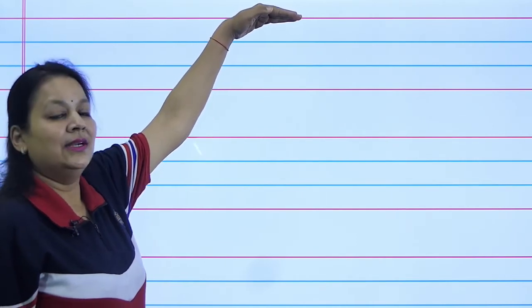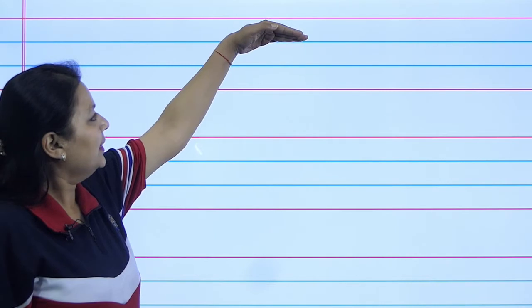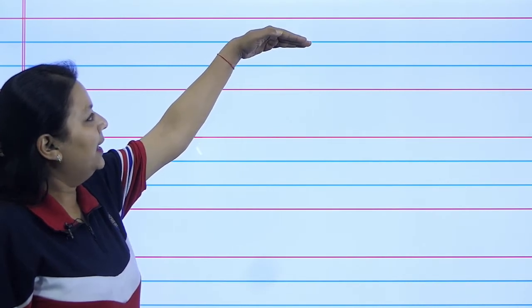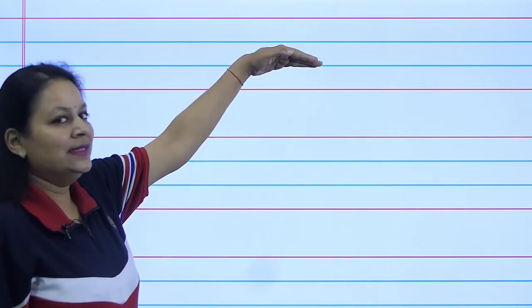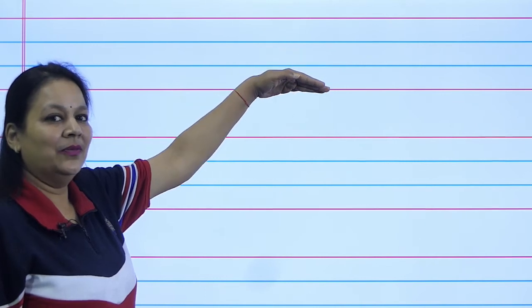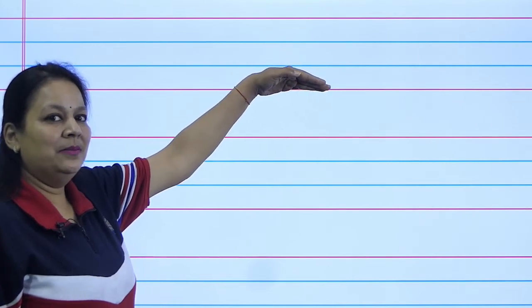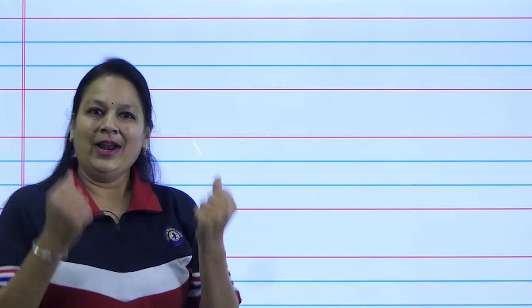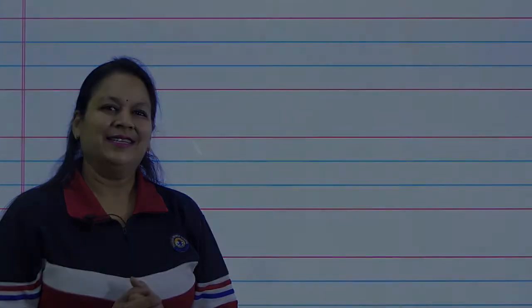Now let's repeat. First one is top line. Second one is middle line. Third one is base line. And the fourth one is bottom line. Hooray! We have done it.